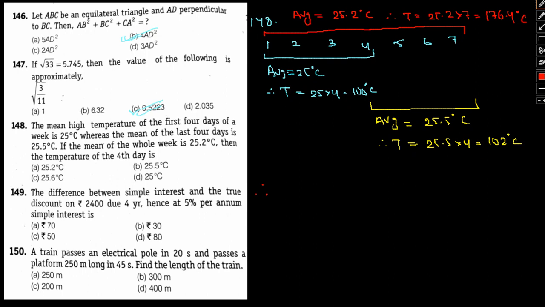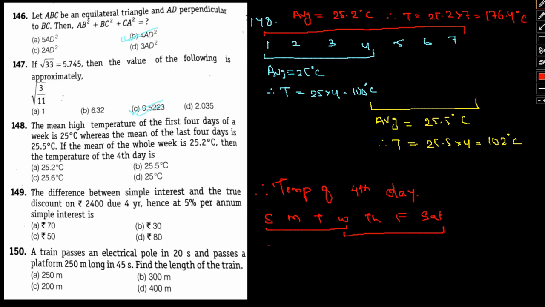So therefore, temp of 4th day. Let me give you an example. Say this is Sunday, Monday, Tuesday, Wednesday, Thursday, Friday and Saturday. So the first 4 days will be Sunday to Wednesday, the second 4 days will be Wednesday to Saturday, and then the entire week.